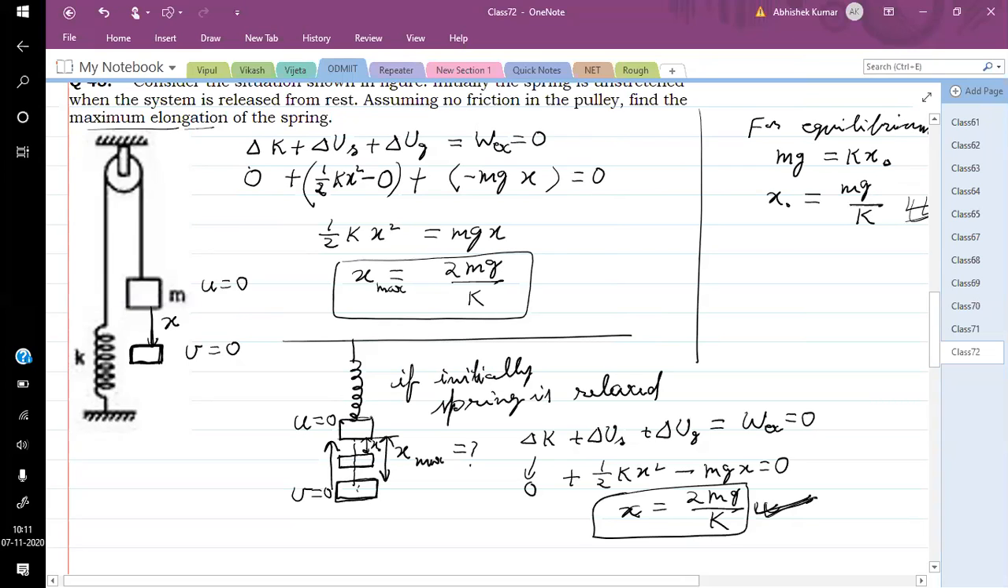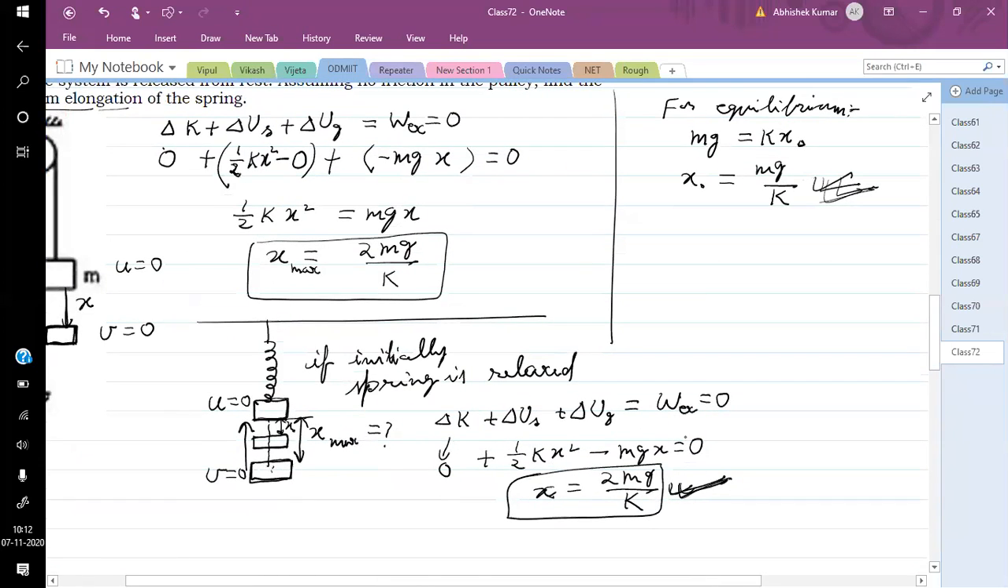Okay, so what is happening? The object is starting from this initially relaxed position. It is going down, and then it reaches the equilibrium position where the total force is 0. But by that time it has acquired velocity and momentum, so it will move further, and it will keep on moving further to a distance 2mg by k, and then it stops. Okay, so these two are related by a factor of 2.